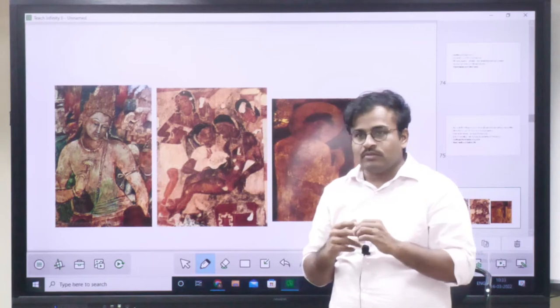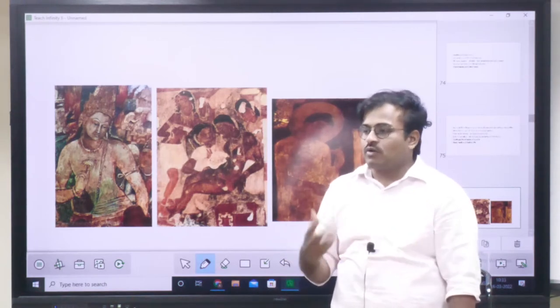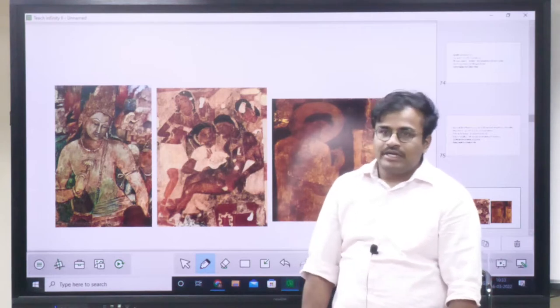Last year it was a prelims question. The caves are present on the banks of this river called Vagoda River.